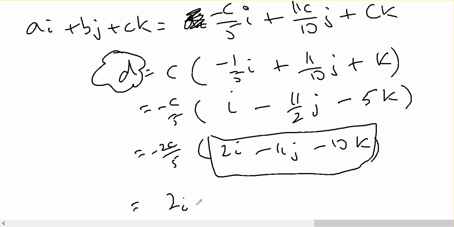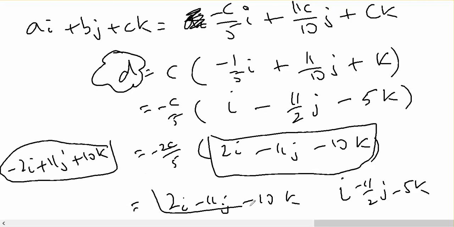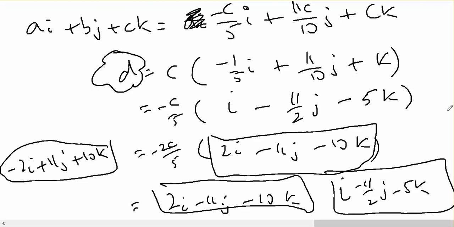One could be 2i minus 11j minus 10k. Another one could be i minus 11 on 2j minus 5k. If I double by negative 2, I get minus 2i plus 11j plus 10k. All of them are examples for D that have them perpendicular to both A and B.